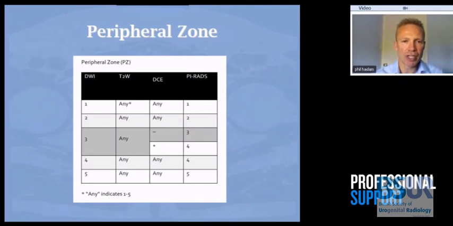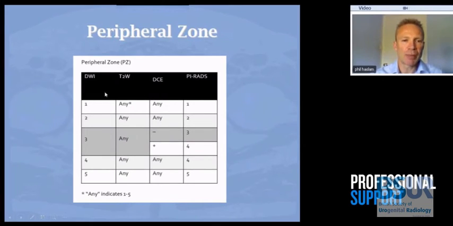So how do you score this? Let's first of all look at the peripheral zone. Here's the PI-RADS score down this side of the table. Here's the score from diffusion weighted imaging down here. And the two middle columns here are the T2 weighted scan and dynamic contrast enhancement.